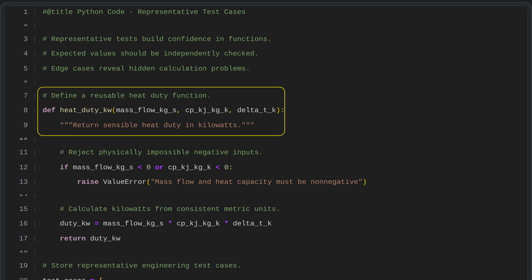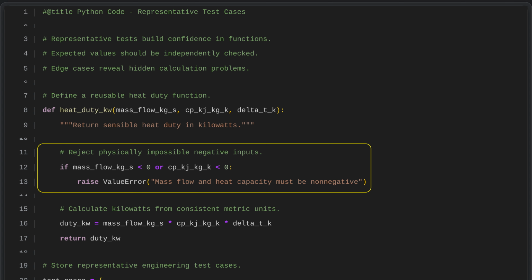This function calculates sensible heat duty in kilowatts using mass flow rate, specific heat capacity, and temperature change. It first rejects physically impossible negative values for mass flow rate or specific heat capacity by raising an error. It then multiplies the 3 inputs and returns the resulting heat duty.